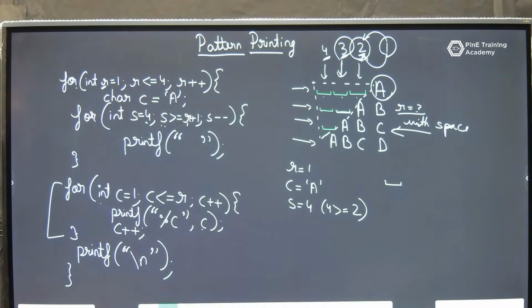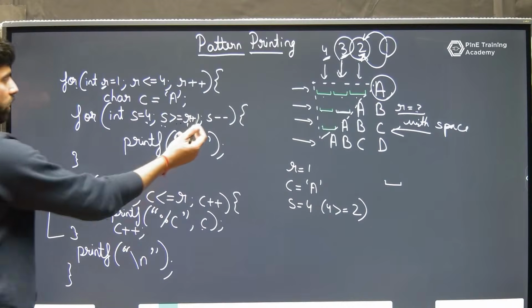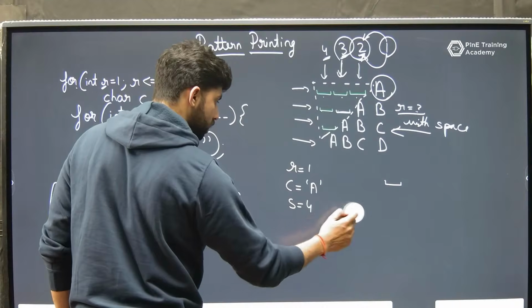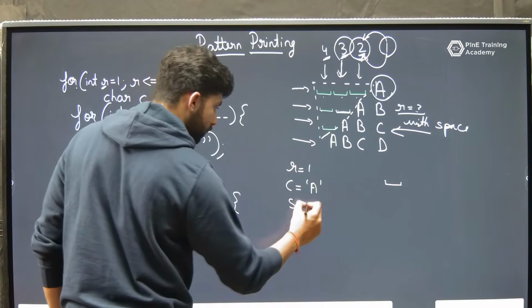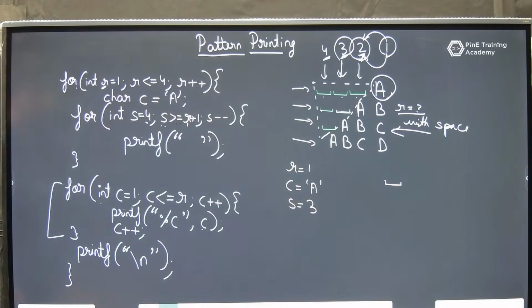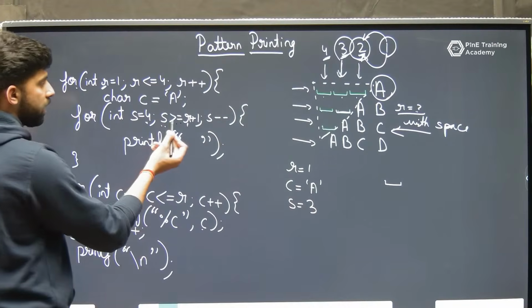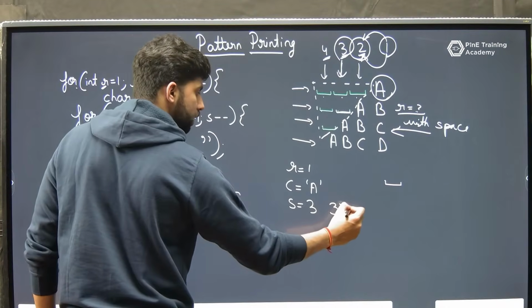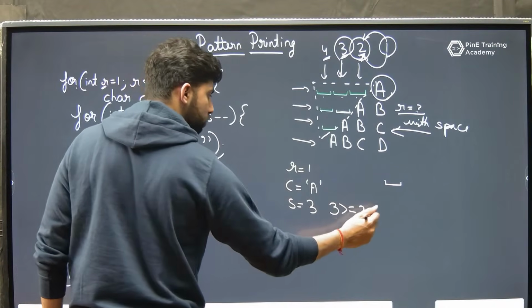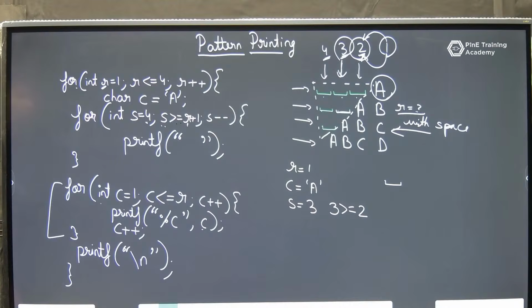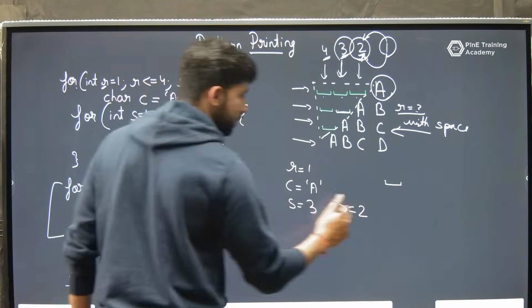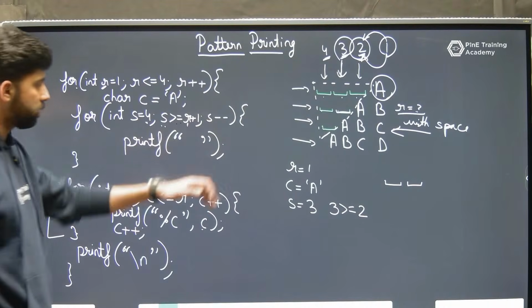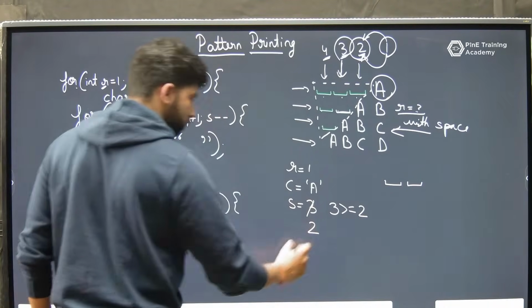Space will get printed. Then we do s minus minus. That means s will be 3. Next we check is s greater than equals to r plus 1, which means 3 greater than equals to r is 1, 1 plus 1, 2. 3 greater than equals to 2. This condition is still true. We will print a space. We are printing a space. S minus minus, that means we go to 2.